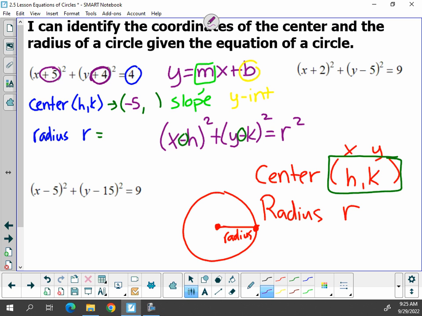K is a Y value, so it's in here with my Y. Since it's a plus 4, I'm going to make that a minus 4. And so when I graph this circle, my center is going to be at negative 5, negative 4. Let me show you that.